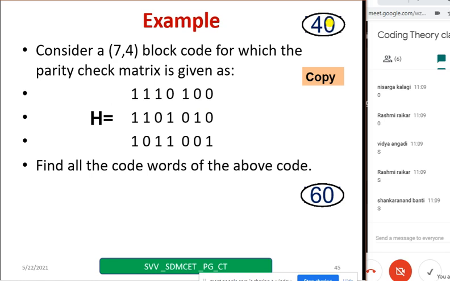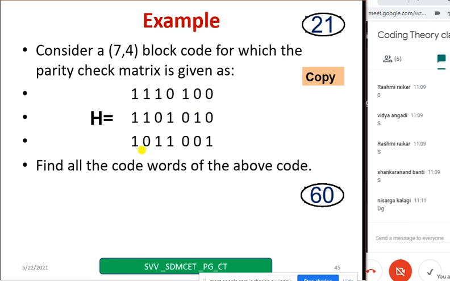Can you type in the chat box? C equal to. Code word I have to find out. So C I have to find out. When I want to find out a C, what is the equation? C equal to D into G. So when I say D into G, D, G. G is a G equal to what?